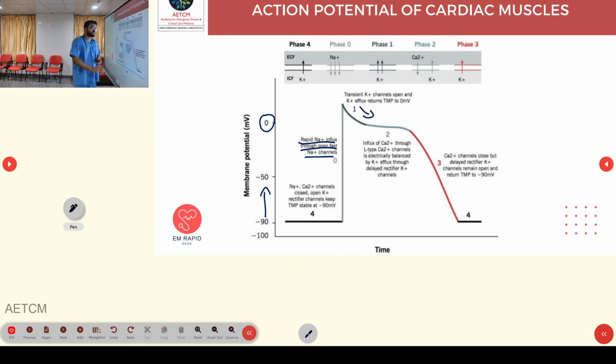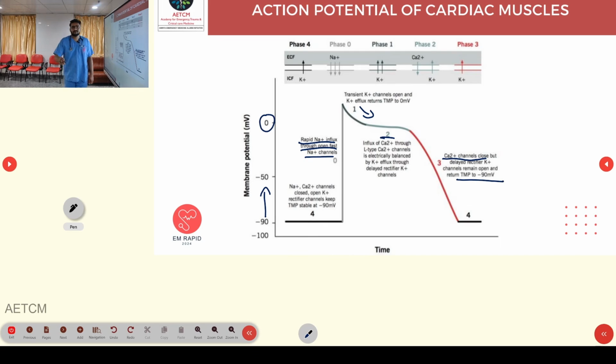And after that, the calcium channels open up, and the potassium as well as the calcium channels balance and form the second phase, which is the plateau phase. After some time, the calcium channels close. Once the calcium channels close, again only the potassium efflux is happening. So more and more positive ions are getting out of the cell, and this causes again increased negativity at the membrane level, and it returns the membrane potential to minus 90 millivolts.